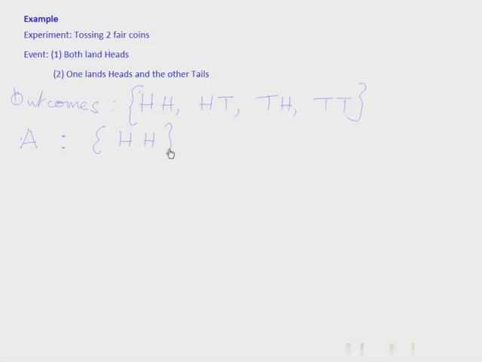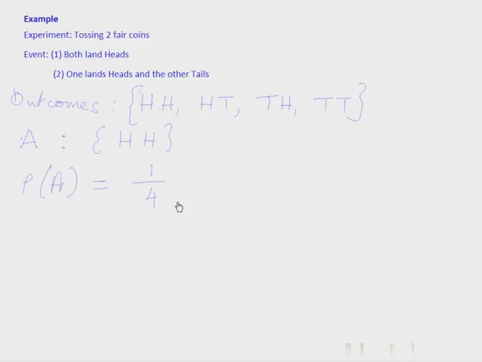What's the probability of event A? So I write it as P of A, which is the number of outcomes in event A, which is just one outcome, HH, over the total number of outcomes, which are 4. It's 1 over 4. Nothing dramatic here. We've seen this many times before.